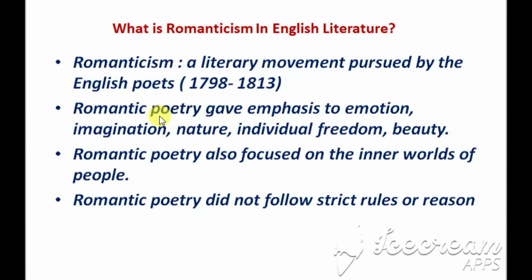Now, what is romantic poetry? It is a kind of poetry that gave emphasis to emotion, imagination, nature, individual freedom, and beauty. It also focused on the inner worlds of people. Romantic poetry did not follow any strict rules or reason. So these are the main points related to romanticism in English literature.